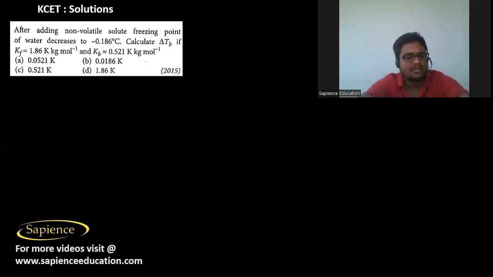Then here it is told that after adding a non-volatile solute, the freezing point of water decreases to minus 0.186 degree Celsius. Calculate delta TB if KF is 1.86 and KB is 0.521.